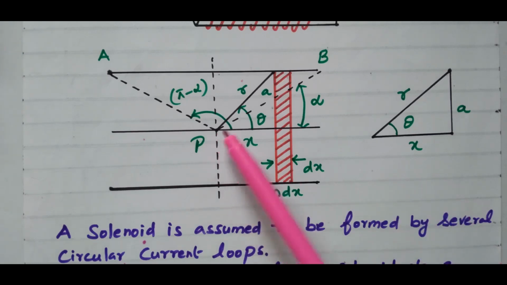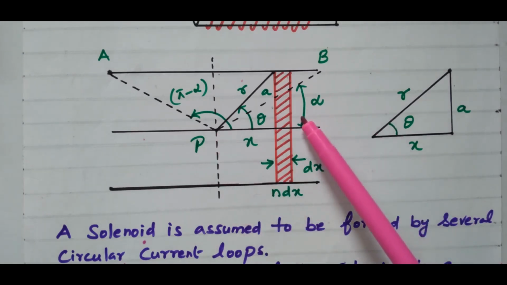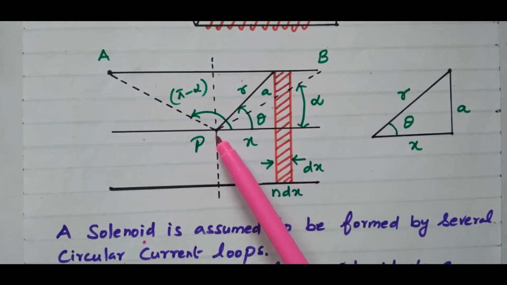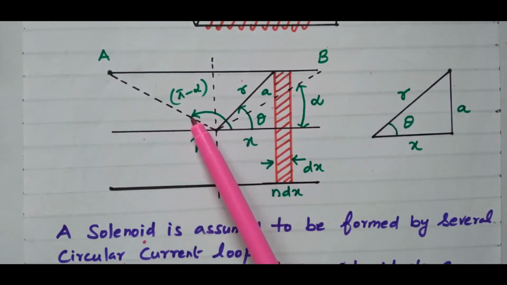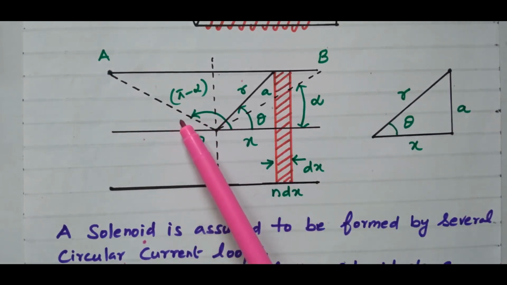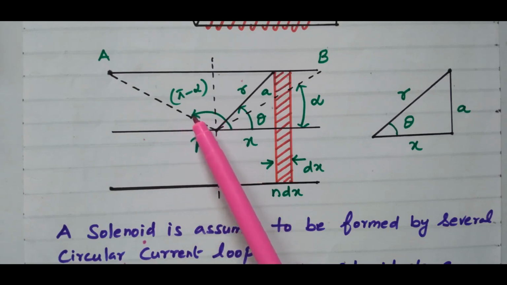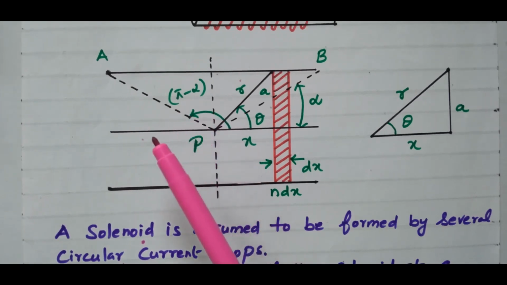The angle between point P and point B is alpha. Similarly, point P and point A is pi minus alpha. So this will be alpha. So automatically the remaining will be pi minus alpha.